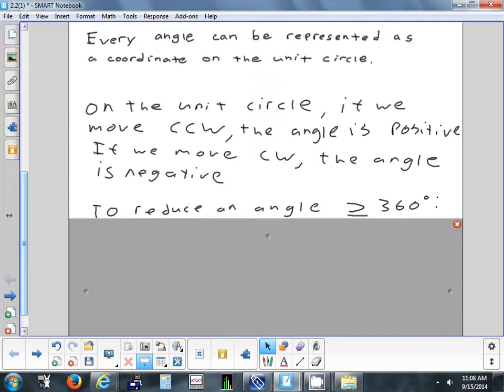So what we're going to try to do is always work with an angle that's between 0 and 360. If angles get too big, like if I gave you a problem where the angle was 1,540 degrees, that's kind of tough to visualize. So there's a way we can take an angle that's bigger than 360 and make it smaller.